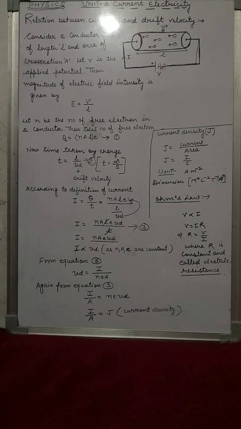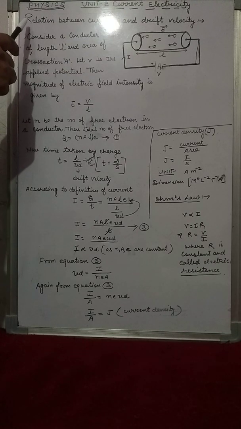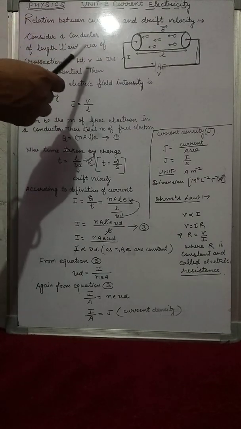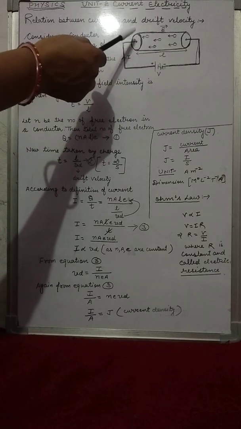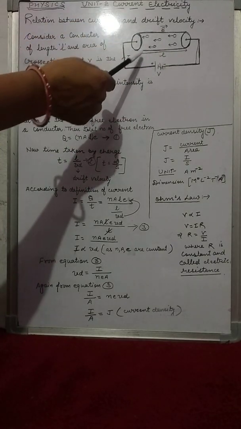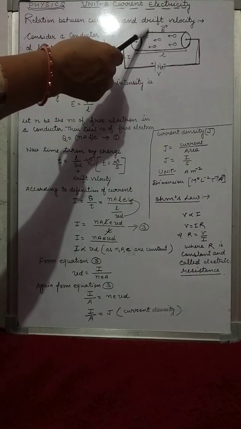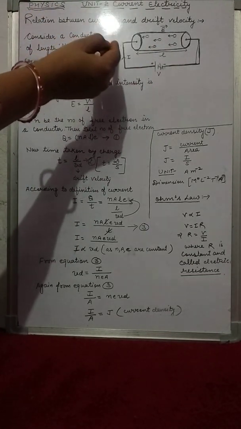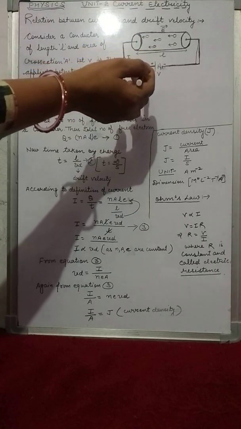Hello students, today we will discuss the next topic of Unit 2 Electricity, that is the relation between current and drift velocity. To derive the relation, first of all we will consider a conductor having length L, and E is the applied electric field, and this conductor is connected to the battery.